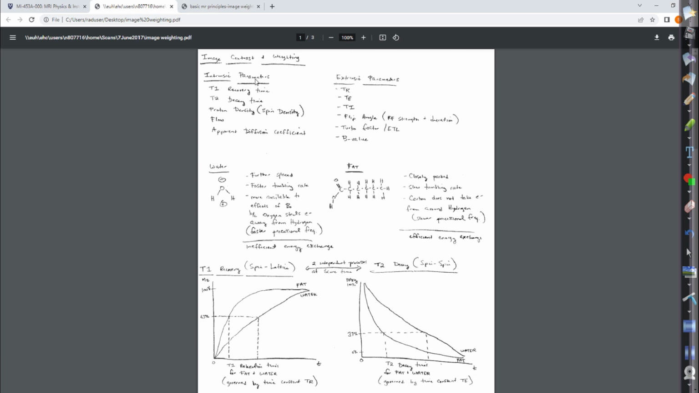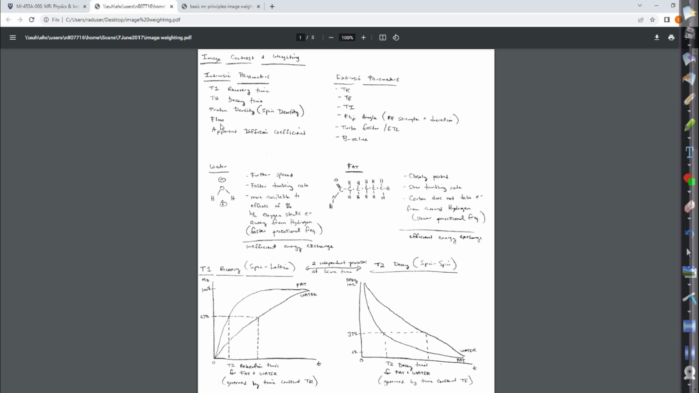So intrinsic parameters are things that we cannot manipulate. So they're inherent to the tissues. So each tissue has a T1 recovery time and a T2 decay time that we can't change. We can manipulate our TR and TE to highlight the differences in tissues, but we ultimately can't change those recovery and decay times. We also can't change how much spin density or proton density we have in tissues. So the number of hydrogen protons within a unit of volume, which is a voxel. That's all that's saying, what proton density is.